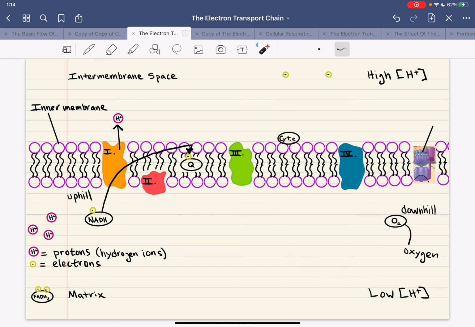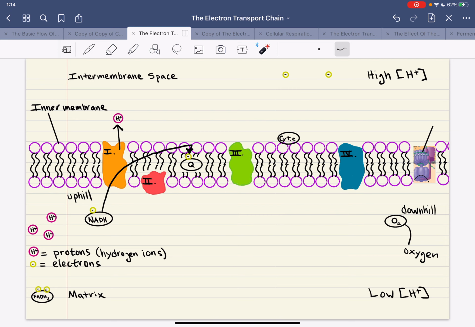The answer is definitely not. Things in the universe like to spontaneously spread out from high to low. They don't want to go from low to high, so it requires energy to do that. Where did this complex get the energy to push that proton?